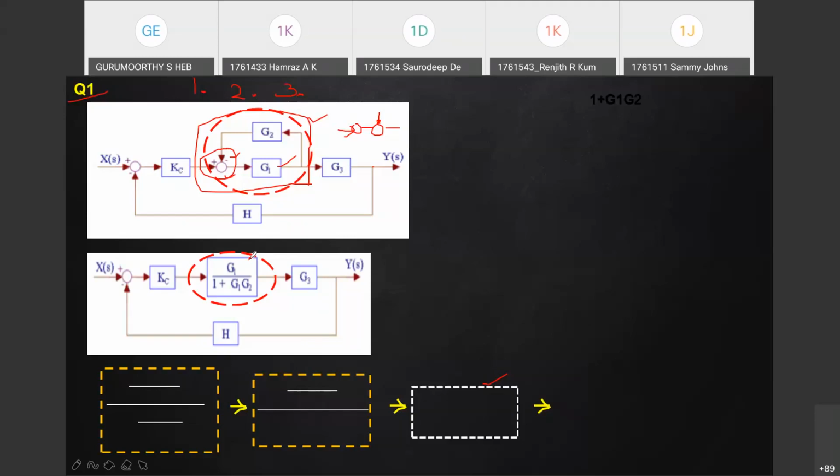So that is done here. G of S, that is G1 divided by 1 plus, because it is minus here, G into H. H is G only in this case. So G1, G2. This is one simplification. So Kc here remains as it is. G3 here remains as it is. Now from this to this you have to rewrite.